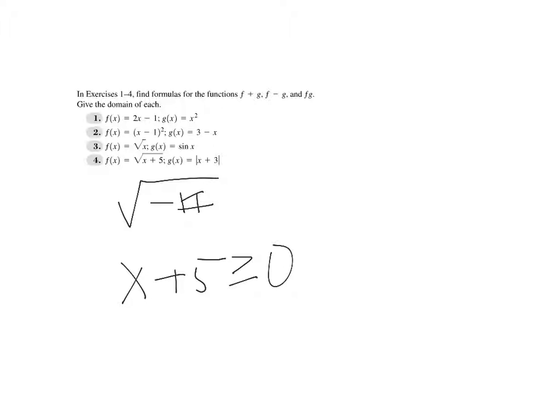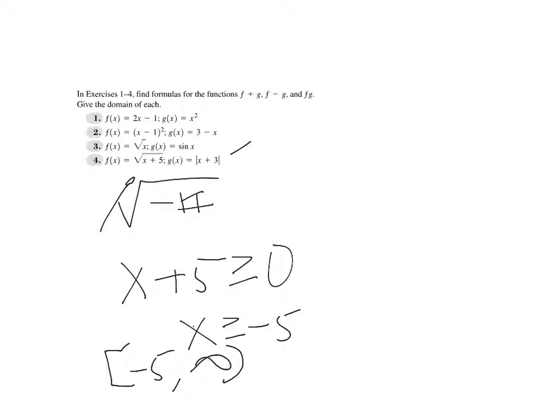For number four, I've got that square root function, and I know I can't take the square root of a negative number, but I can take the square root of 0, so x plus 5 has to be greater than or equal to 0, which means x has to be greater than or equal to negative 5. If I write that with interval notation, it includes negative 5 and goes to infinity. And so that's that domain. So there's a restriction on this domain.